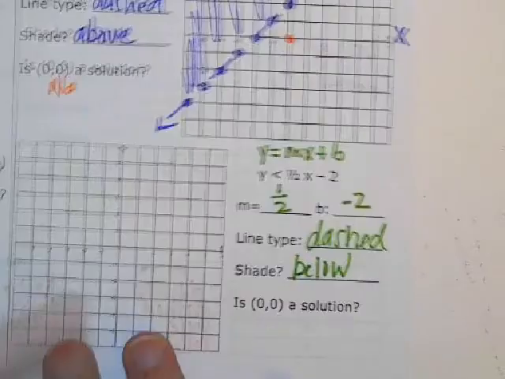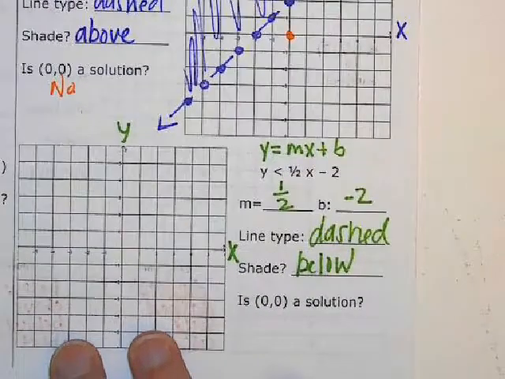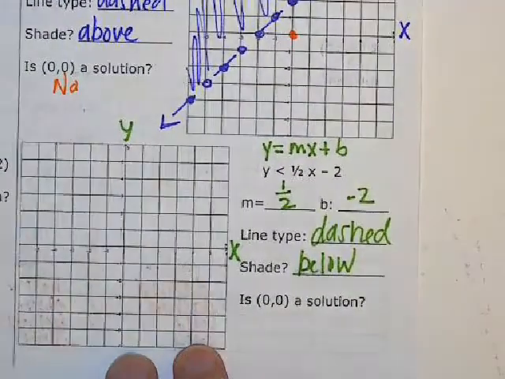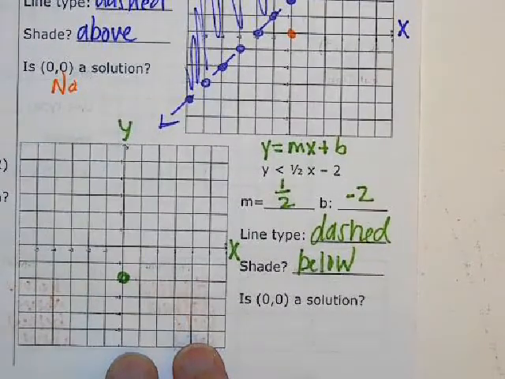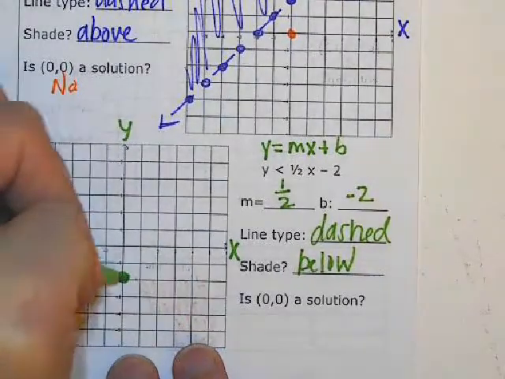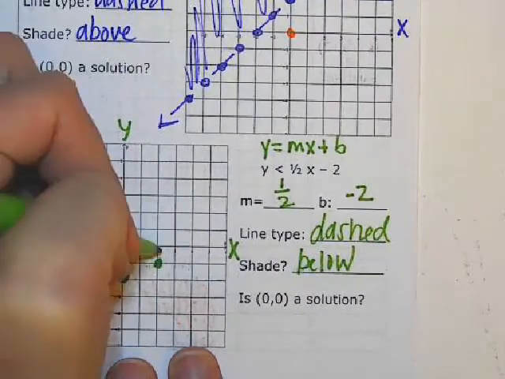Okay, what do I start with? -2. Label your axis first, and then -2 on which axis? Y. Good job. Is your slope positive or negative? Positive. Up or down? Up. How many? Up 1 over which way? Right 2. Good.